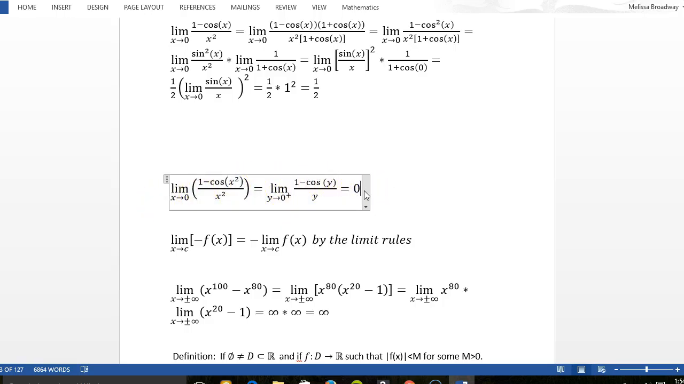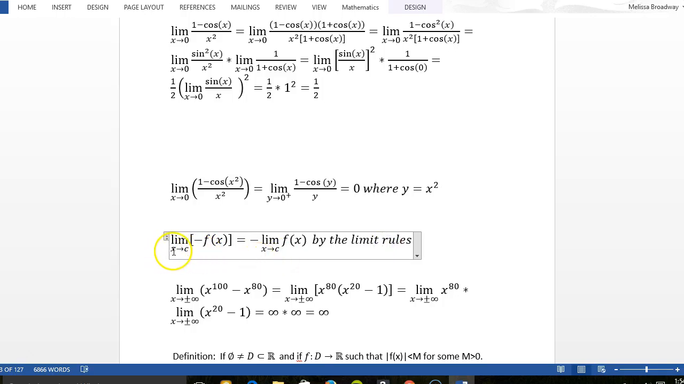And you know what? I left something out that's important. I need to indicate that y is equaling x squared in this particular example. So sorry about that. But anyway, just as a recap, assuming it exists, the limit as x goes to c of the negative of f of x is the negative of the limit, assuming that the limit exists in the first place. If this one doesn't exist, then neither will this one. And the converse is also true. If this one does, then this one will as well.